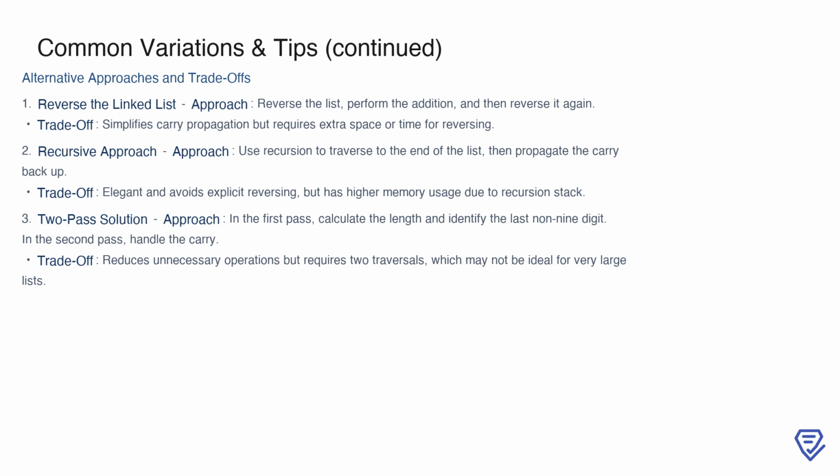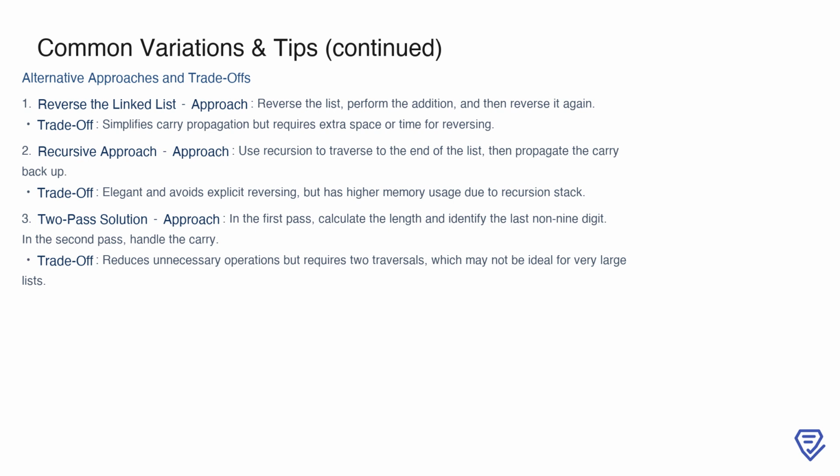Another approach is to use recursion. By traversing to the end of the list recursively, you can propagate the carry back up the call stack. This technique is elegant and avoids explicit reversing, but it comes with higher memory usage due to the recursion stack, which can be a limitation for very deep lists.